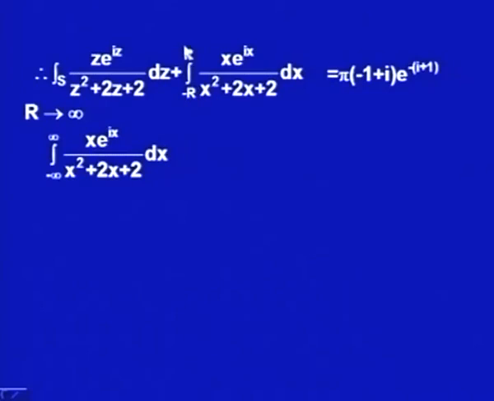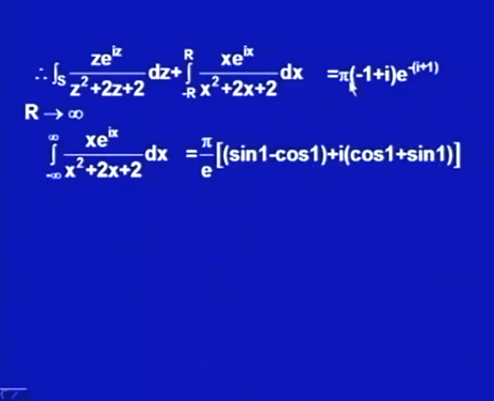And this integral would actually be the principal value, or rather you could say it would approach the integral from minus infinity to plus infinity of x e^(ix) upon x² + 2x + 2 dx. This would be the right hand side. Now I am writing the right hand side in expanded manner. It would be e^(−i−1). So e^(−1) I am writing as 1 upon e, with π.